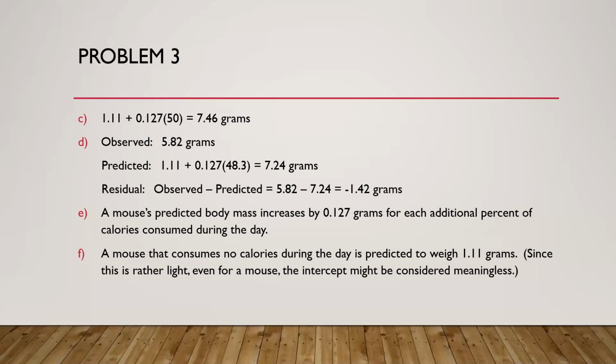On the other hand, if we had a regression equation where the intercept was negative, then definitely that would be meaningless because a mouse can't have a negative body mass.